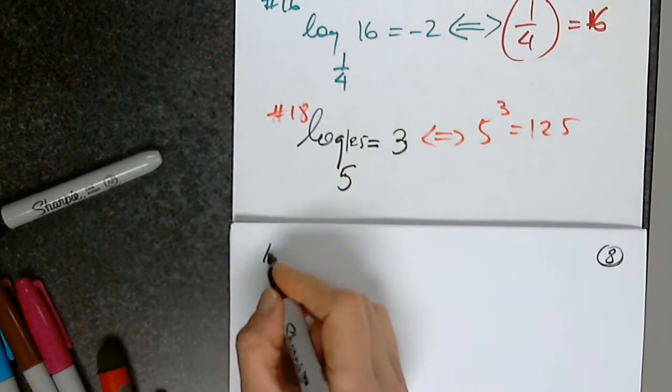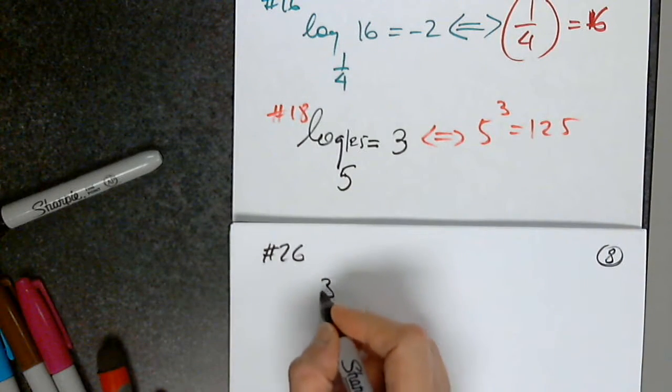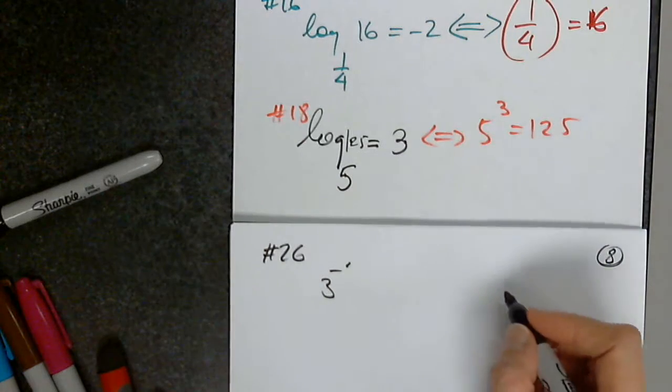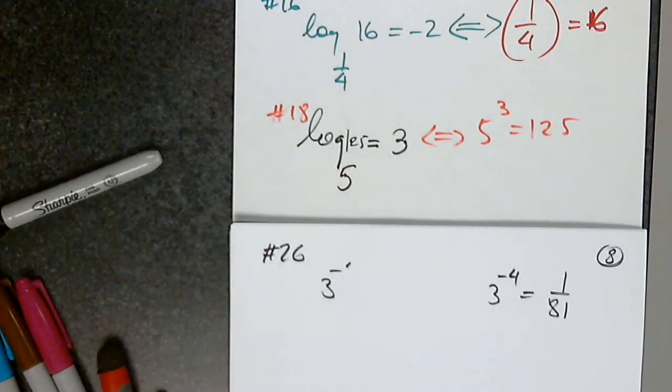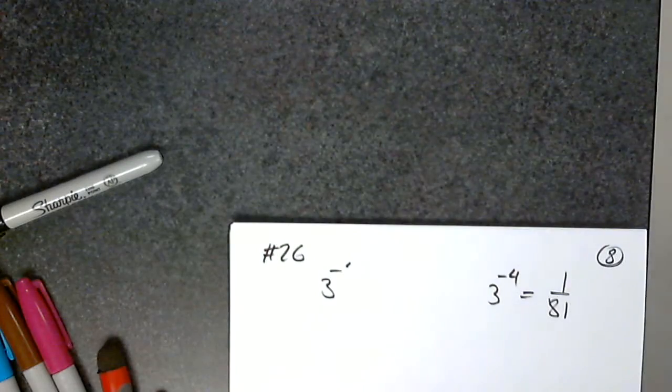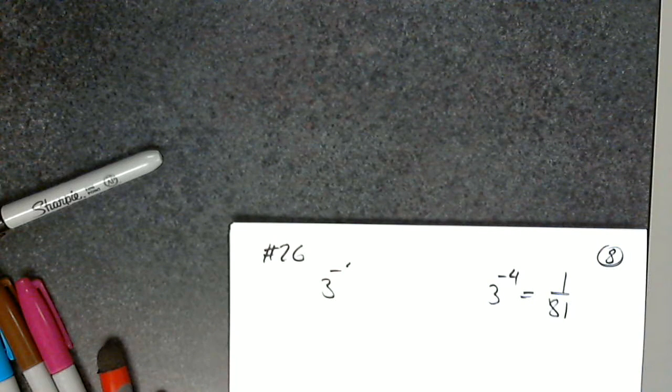Let's say 26. 3 raised to a negative 4 equals 1 over 81. We want to change this into a log equation. Yes, it's log base 3 of x. It has to be log, yeah.